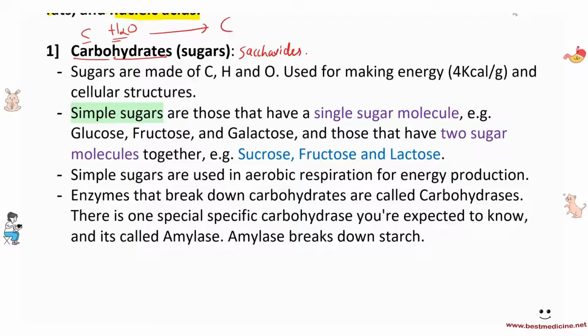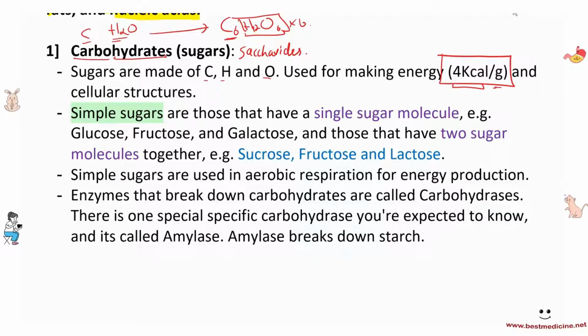Its formula you should be aware of is C6H12O6. So for every carbon, it seems like it's got a molecule of water. So maybe 6 molecules of water here in its structure. Well, that's what carbohydrates are. Carbohydrates are hydrated carbons, and these are made up of only carbon, hydrogen, and oxygen. These are used for making energy and other cellular structures. The energy that they make, usually in aerobic respiration, is around 4 kilocalories per gram.